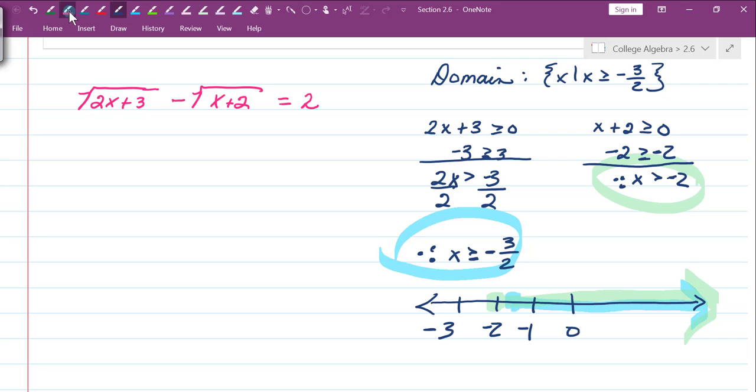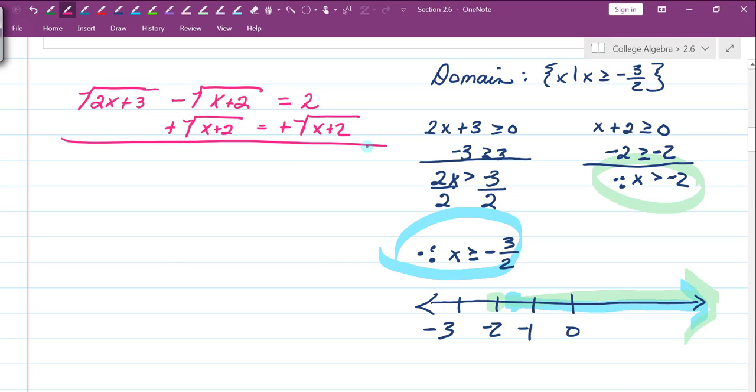The first thing we want to do is take this radical right here and move it to the right, and we'll do that through addition. So we'll add the square root of x plus 2 to both sides of the equation. We'll draw our equal sign and add straight down. Now we have the square root of 2x plus 3 is equal to 2 plus the square root of x plus 2.